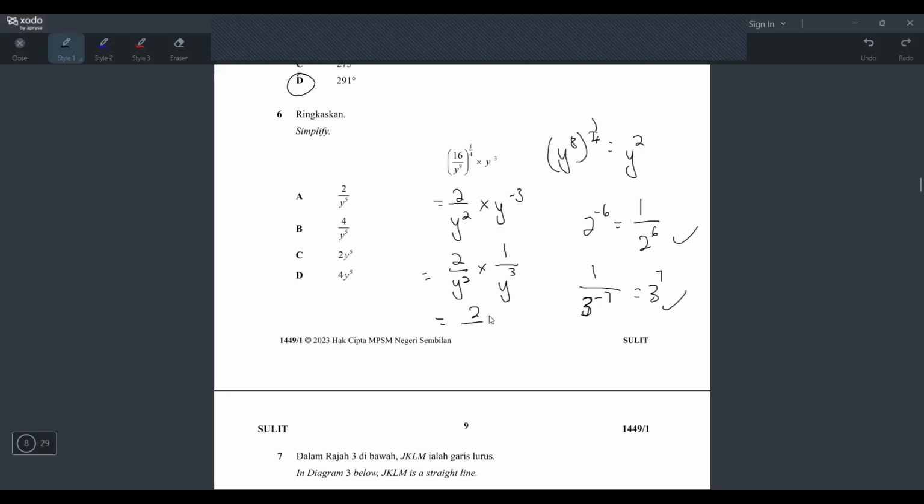2 times 1 is 2. What is y power 2 times y power 3? Some of you might tell me y power 6, but it's wrong. It should be y power 5.